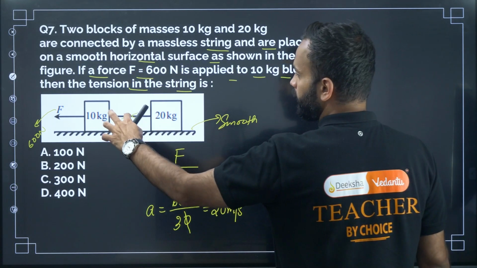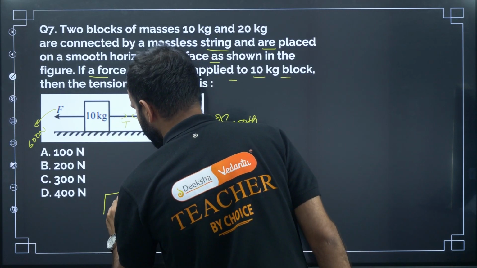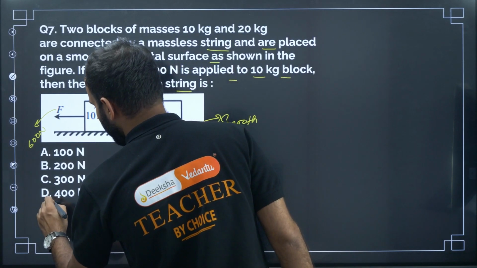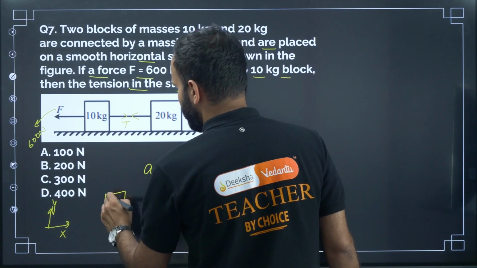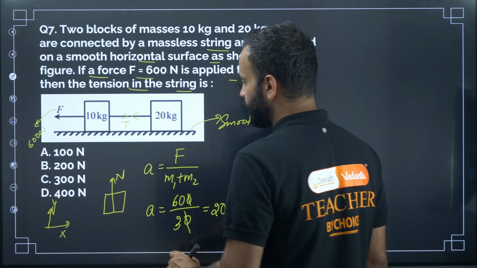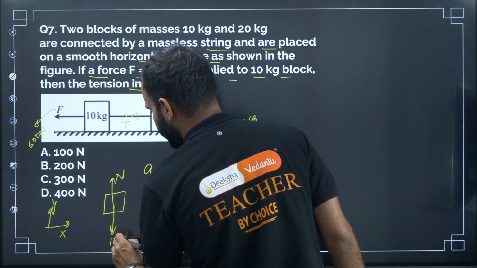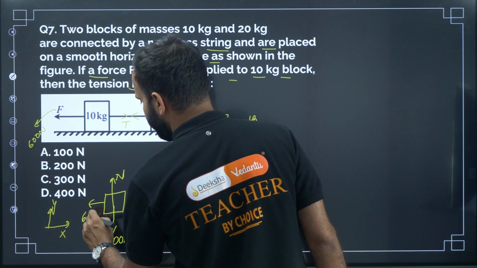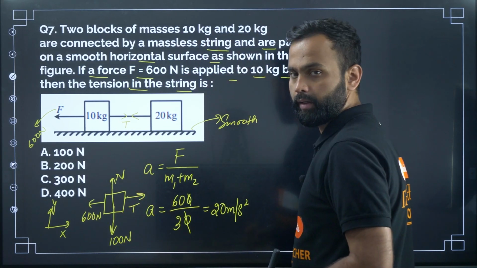Okay, so now let us draw the free body diagram for the 10 kg block. So what is our frame of reference here? This one, Y and X, right? Now the normal force acting on the 10 kg block is N, then 10 into g is 100 Newton. Then 600 Newton force is applied, and then tension is T.